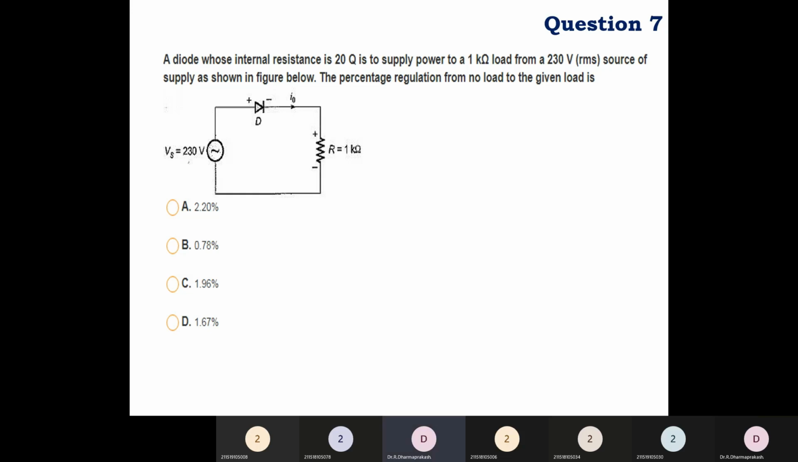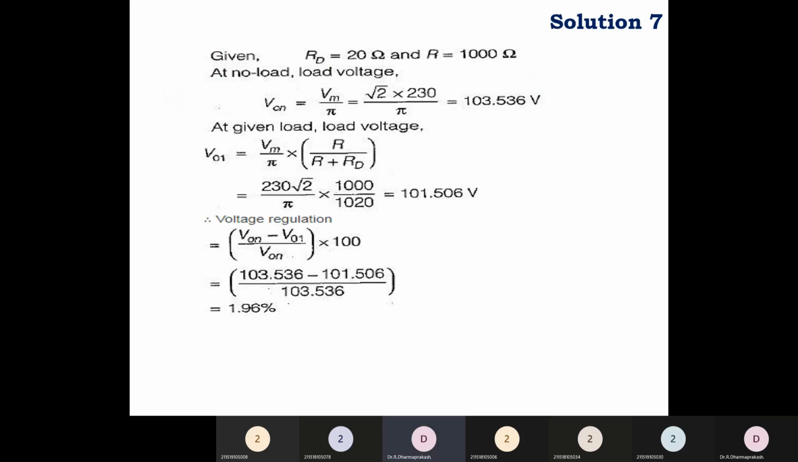And next question. A diode whose internal resistance is 20 ohms is to supply power to a 1 kilo ohm load from a 230 volts source of supply as shown in the figure. The percentage regulation from no load to given load is? Here the input supply is 230 volts, the load resistance is 1 kilo ohm and the diode internal resistance is 20 ohms. So you have to take care of this internal resistance, then only you can find the load regulation, right? Due to this diode internal resistance, there will be some small voltage drop across the diode, so we have to take care of this voltage drop.